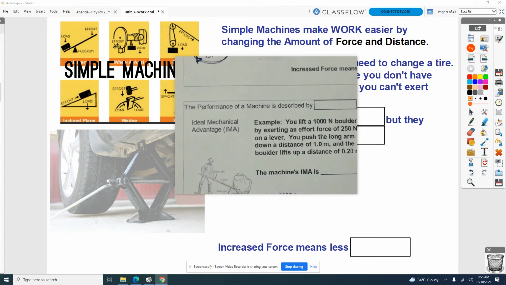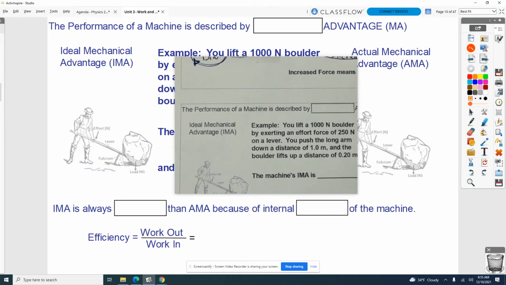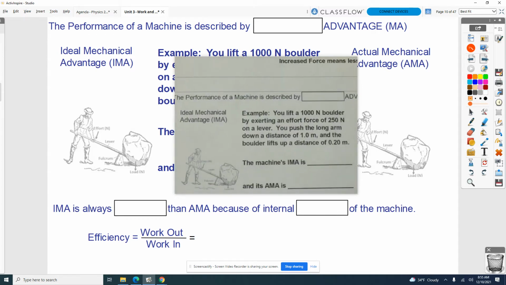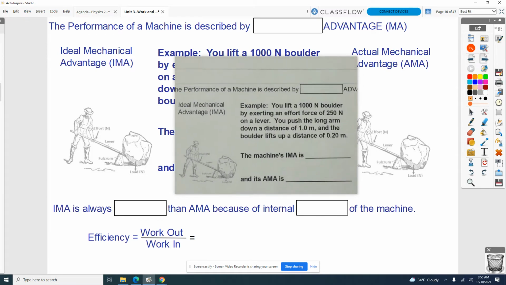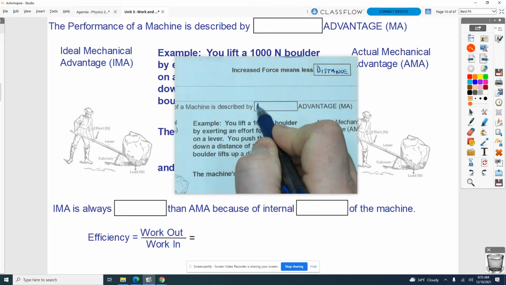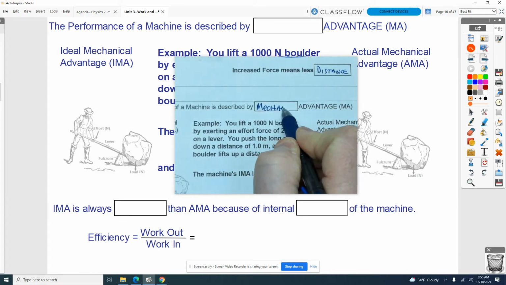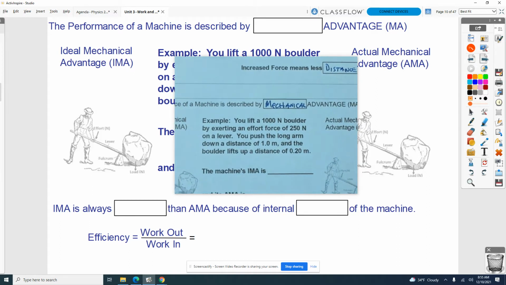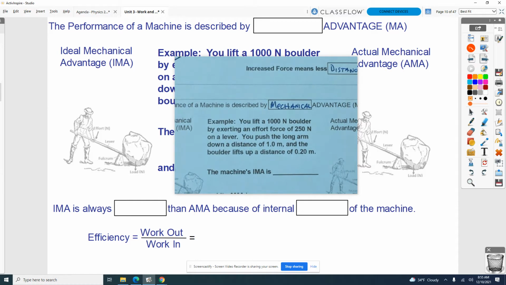Now the performance of a machine, I go over to this next thing here. I'm going to stay with this again for the writing needs for this video. The performance of a machine is typically described as something called a mechanical advantage. So just how useful is that machine to us? How much easier is the work made by this particular machine?